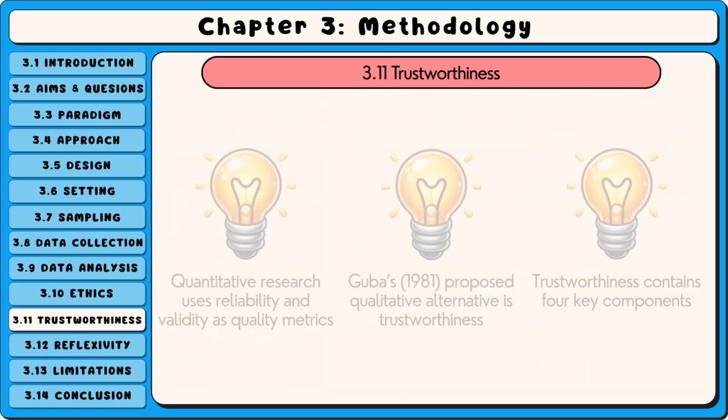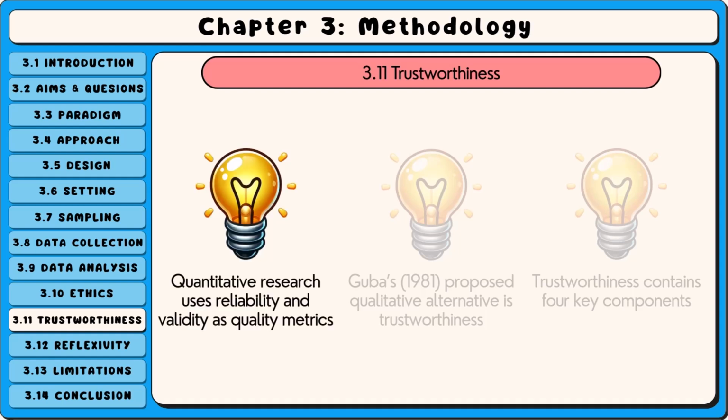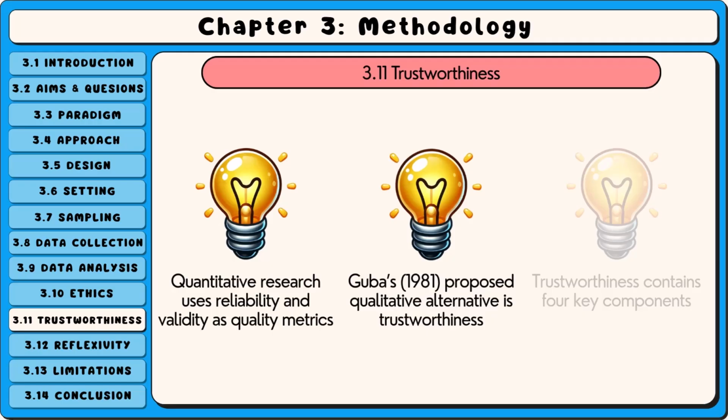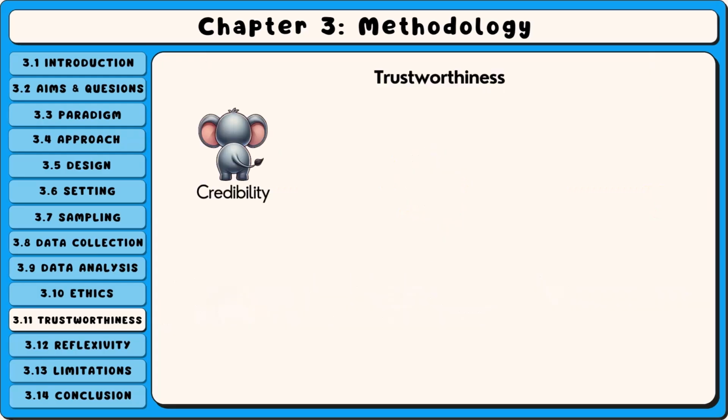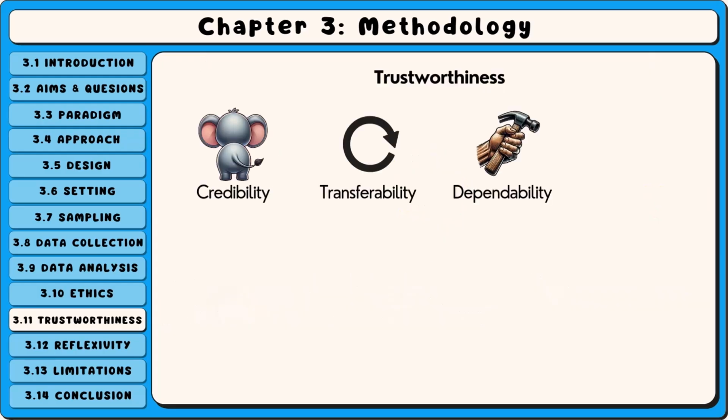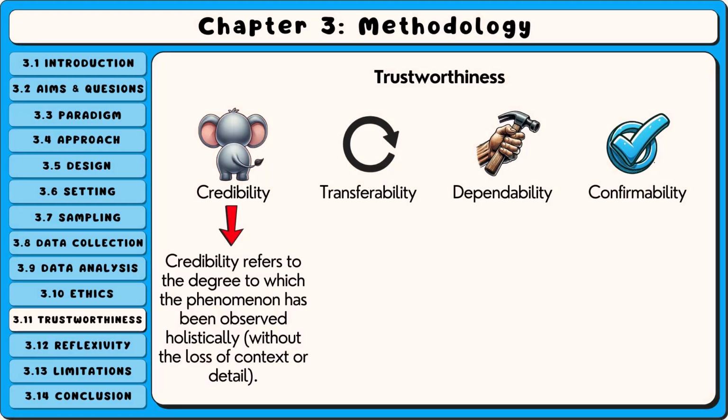Section 3.11 is where you outline how you ensured your study was trustworthy. In quantitative research, reliability and validity are used to demonstrate a study's rigor. However, in qualitative research, these concepts are not useful. Instead, the most common framework is Guba's trustworthiness framework. Trustworthiness contains four key concepts. These are credibility, transferability, dependability, and confirmability.